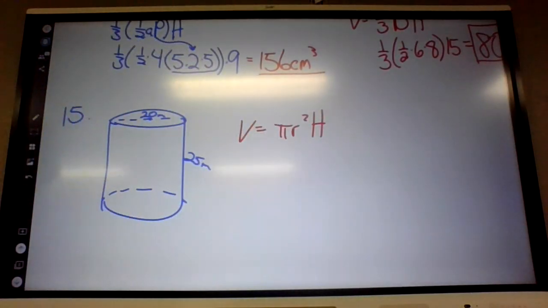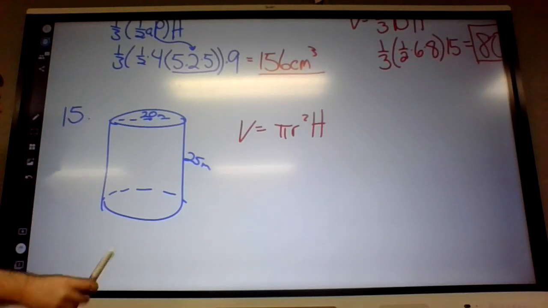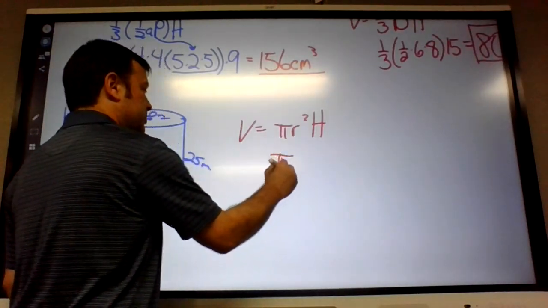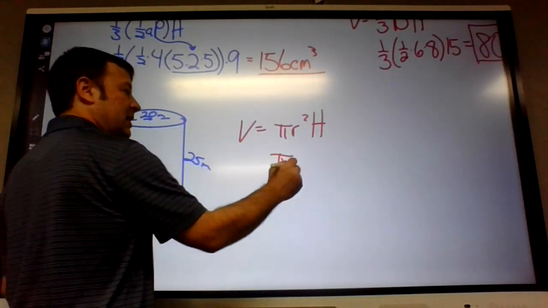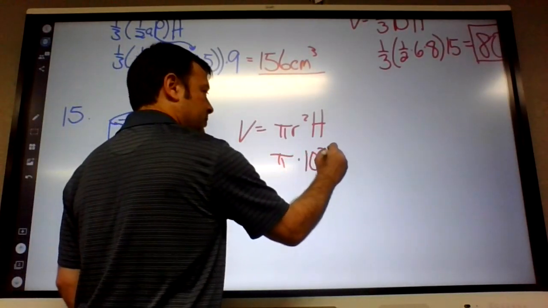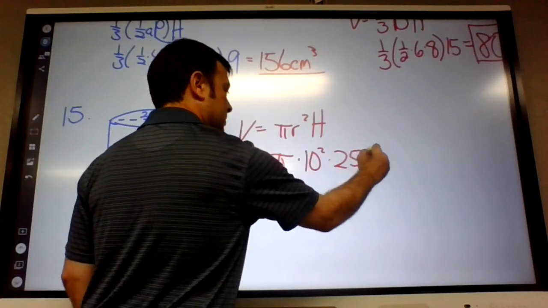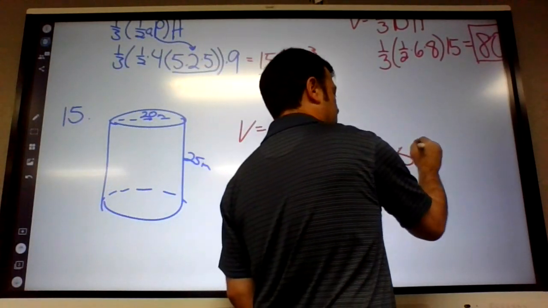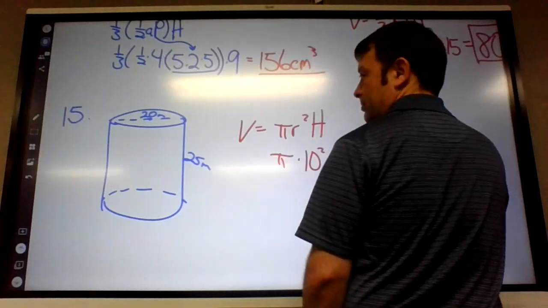Okay, so what's the trick? What's the radius gonna be? 10, yes, not 20. So kind of like number 1. 20 is going all the way across, that's called the diameter. We need to use 10 instead of 20. So this will be 100 times 25, 2,500 pi meters.